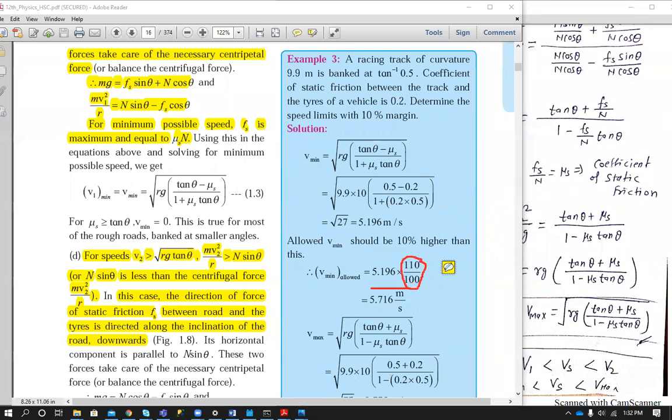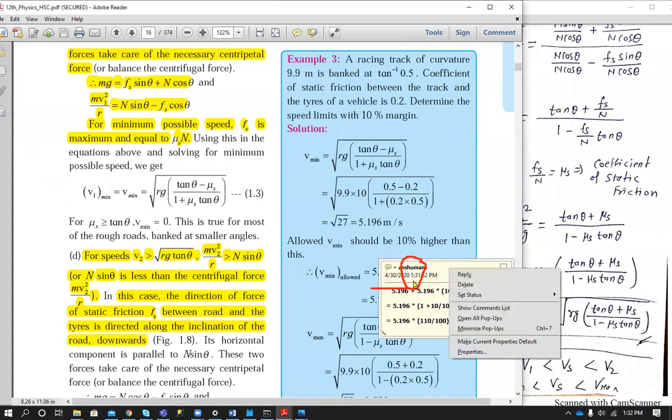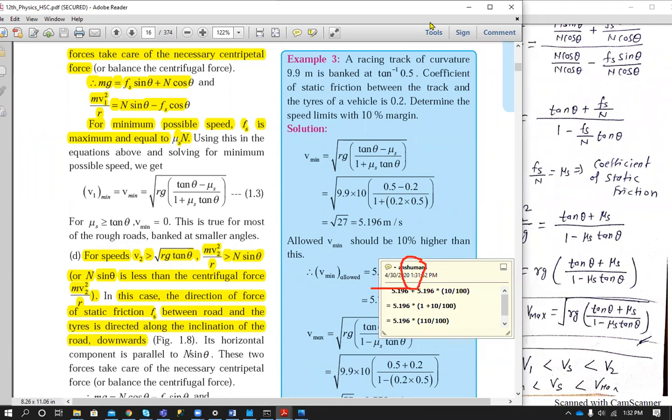Why is it written like this? It is written like that because we have to increase by 10%. So 5.196 plus 5.196 into 10 by 100, since 10% means 10 by 100. Just take 5.196 common, you will get 1 plus 10 by 100. If you cross multiply, you will get 110 by 100, as you are getting 10% higher for V minimum.